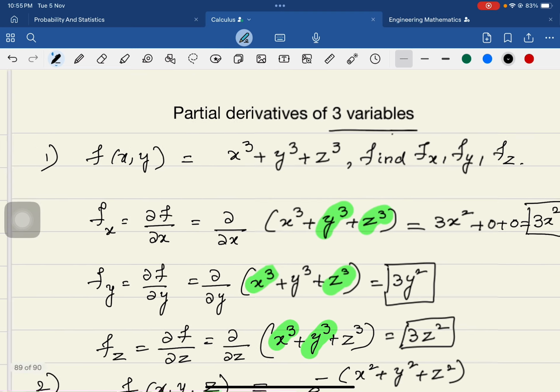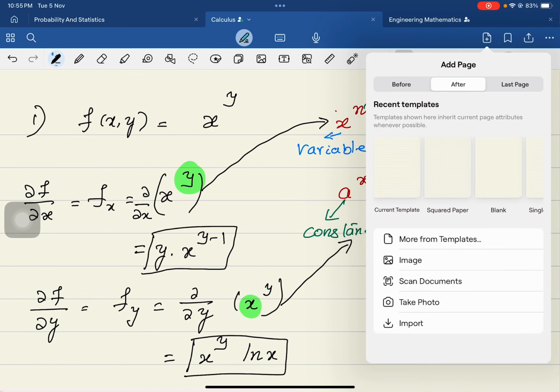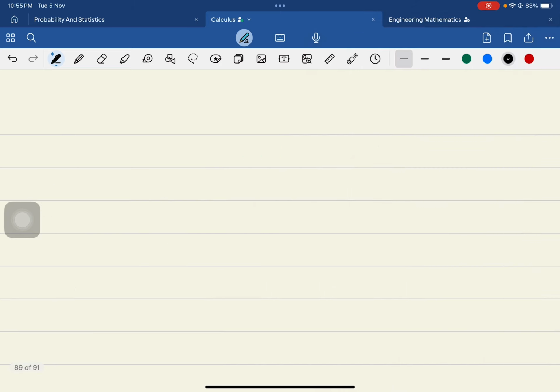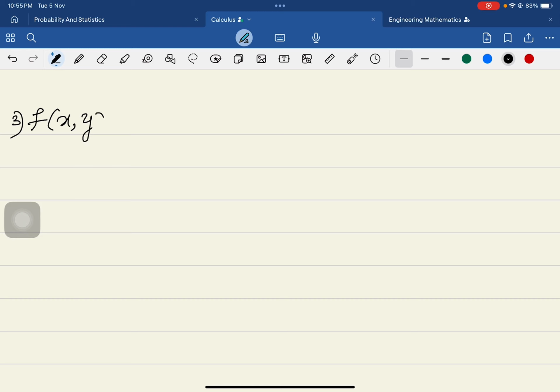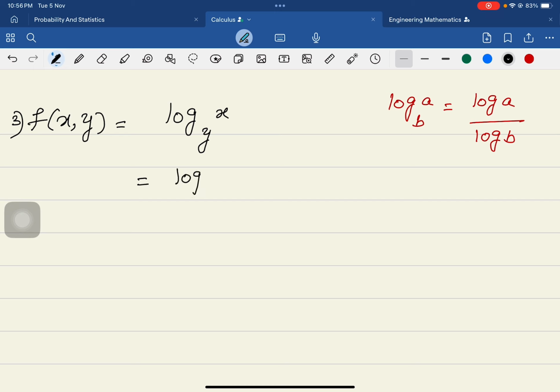Now I'm going to do one more problem on this. Let us now take another problem to solve this type of partial derivatives. Let us take the function f(x,y), the third one for today. f(x,y) is given by log x base y. To understand this problem, first let us make it clear: what is log a base b? How can you rewrite this? It can be written as log a by log b. So you can rewrite f(x,y) as log x by log y.